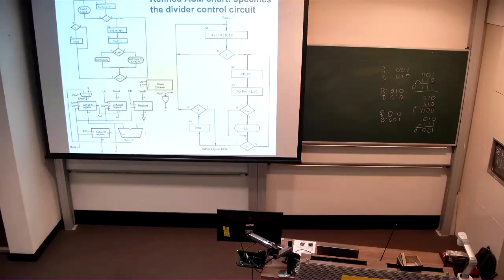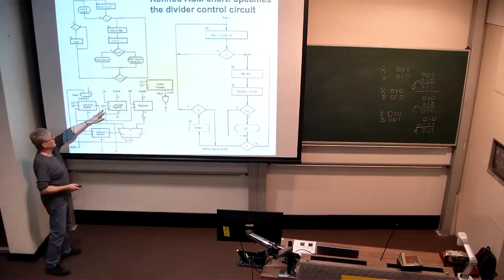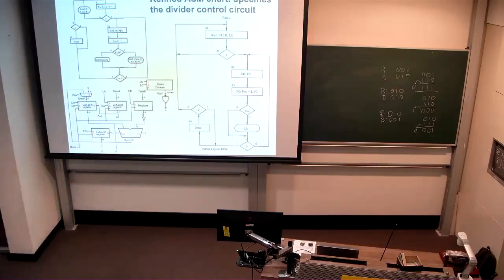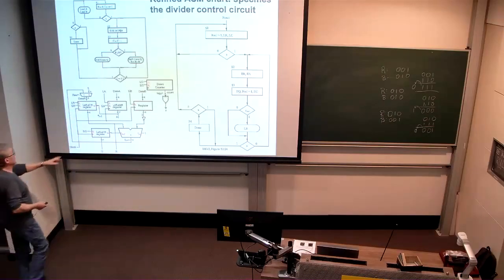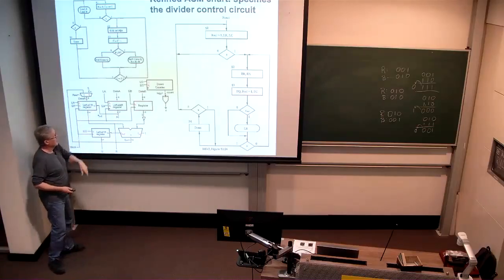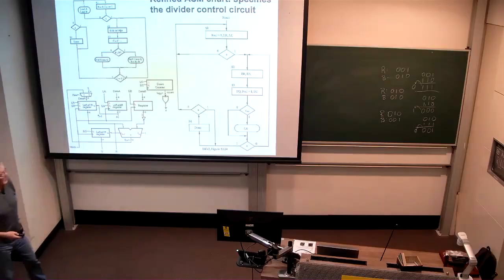So when the start signal is given by the user, then what do we do? Well, then we start our shifting. This said shift left R in parallel with A. Well, that means EA and ER have to be asserted, right? And it's the most significant bit of A that gets shifted into the R register.